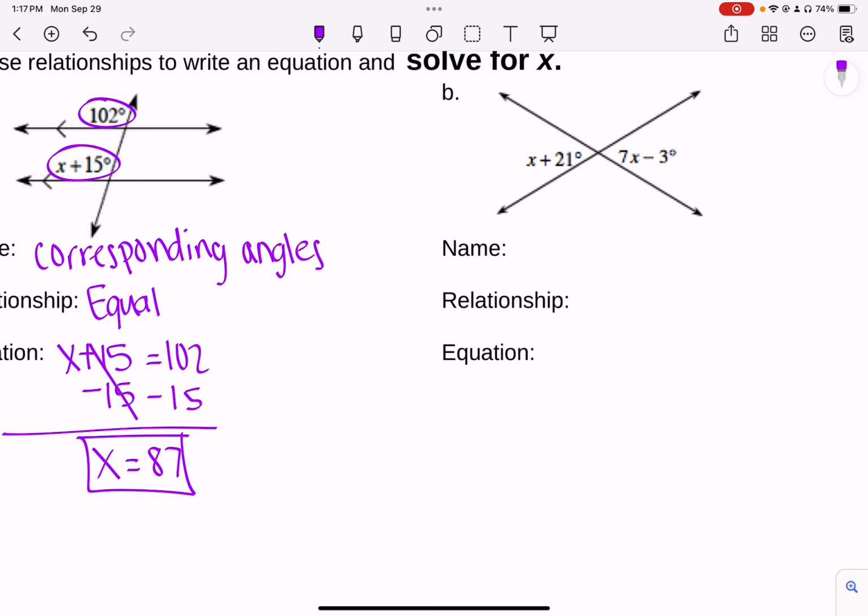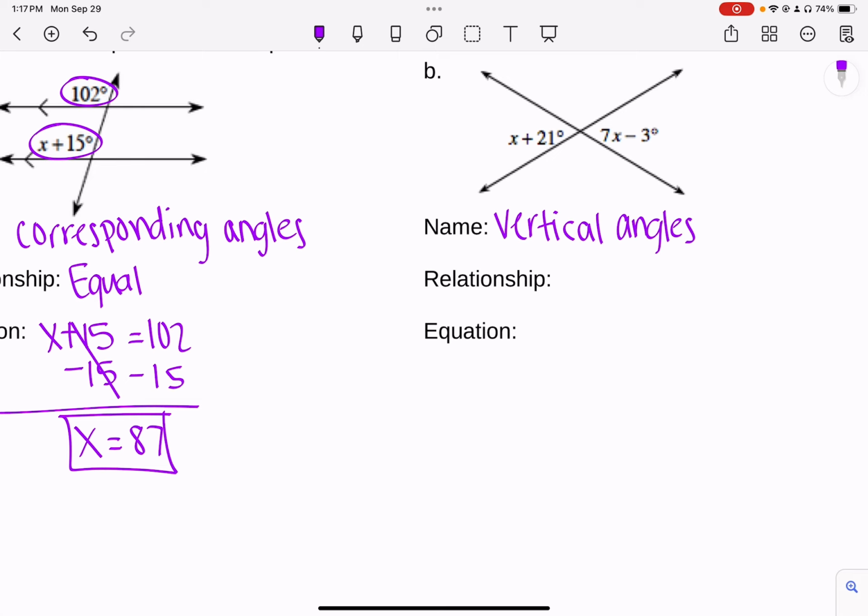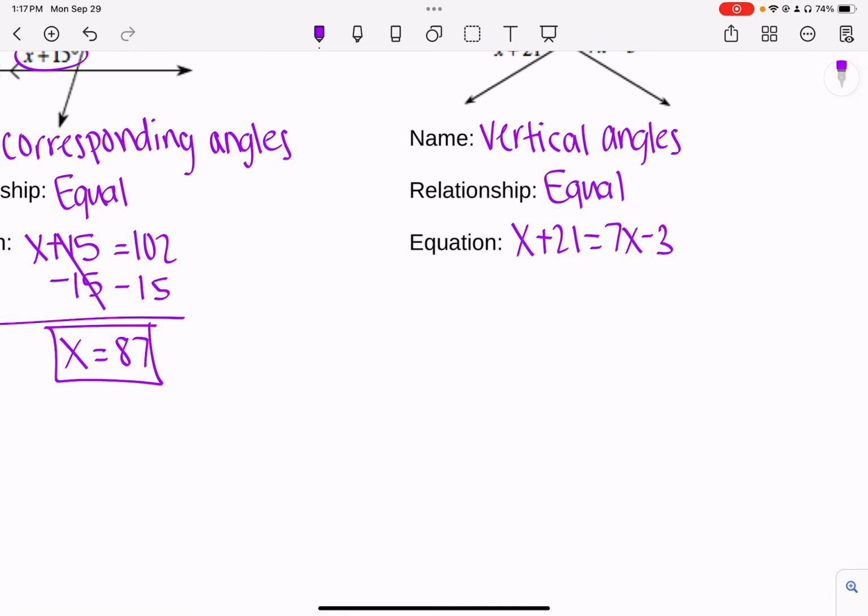So then on part B, those are considered vertical angles because they're across from each other. So we're going to write vertical angles. And the relationship is that they are equal. You can also write congruent. And we're going to set those equal. So x plus 21 equals 7x minus 3. So now we're solving for x here.